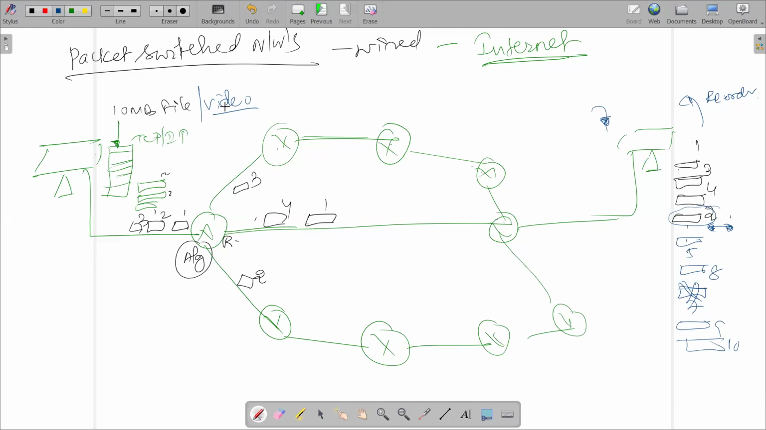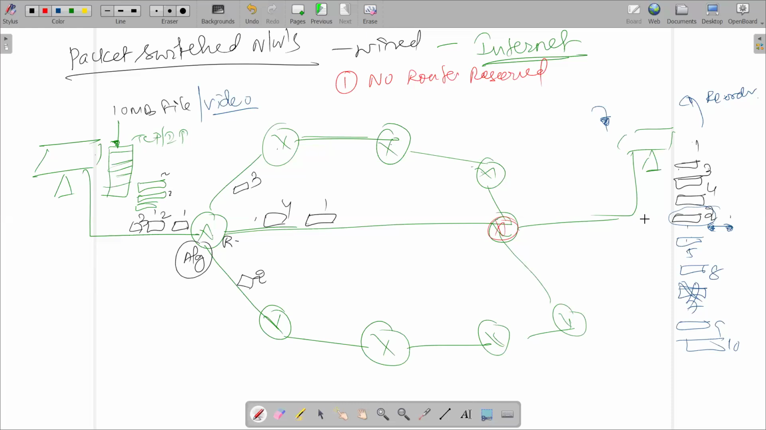Okay, all the packets are received there. Here the beauty is that no bandwidth or route is reserved. So whichever path or route is free, data will be pumped to that route. All of it will be rejoined somewhere here.